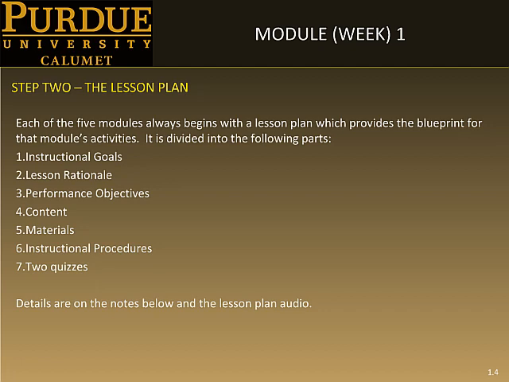Performance objectives are the specific action items that students actually perform for each element of the lesson. They are stated in behavioral terms using action verbs, so you will always know what is expected of you to actually do during the lesson. The content is a review of the actual content that will be involved for each element of the lesson. Materials lists all of the materials you will need for the lesson.